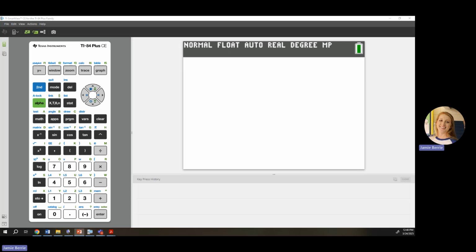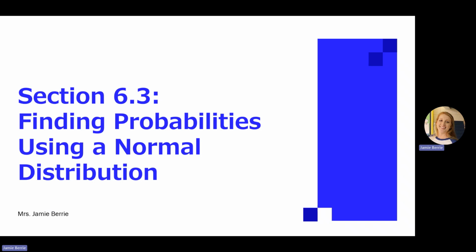All right, so we are going over section 6.3, which is called Finding Probabilities Using a Normal Distribution. We're going to be doing the same calculator functions as the last video. The only difference is that instead of working in the standard normal distribution, we're going to be looking at a bunch of different normal distributions with their own distinct mean and standard deviation.